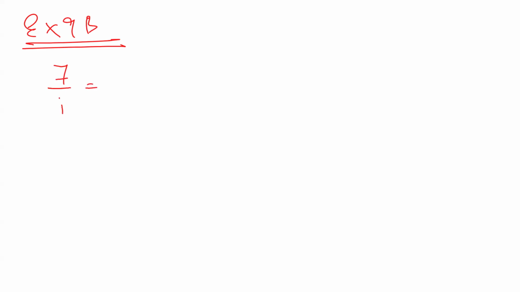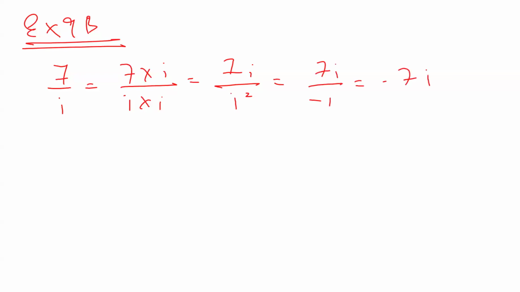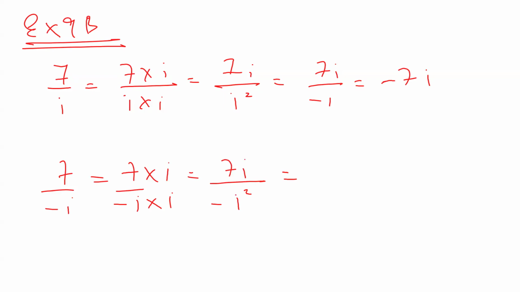Whenever there is a single i, multiply and divide with i. So this will be 7i upon i square, 7i upon minus 1. So the answer is minus 7i. If it is 7 upon minus i, 7 upon minus i into i into i. So 7i upon minus i square, 7i upon minus of minus 1. So that is equal to 7i.